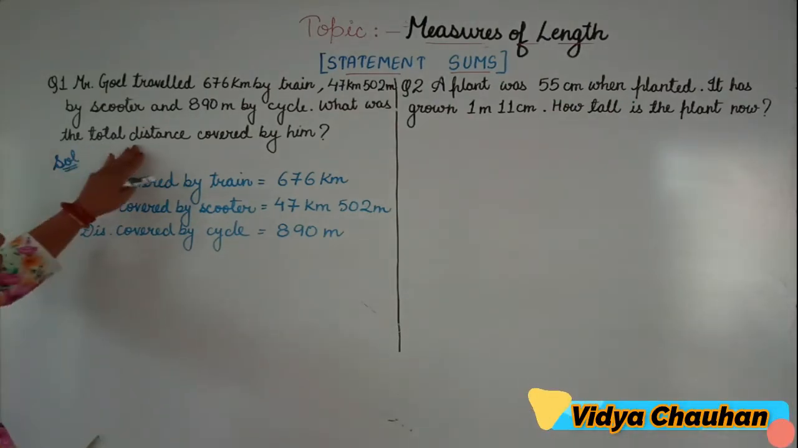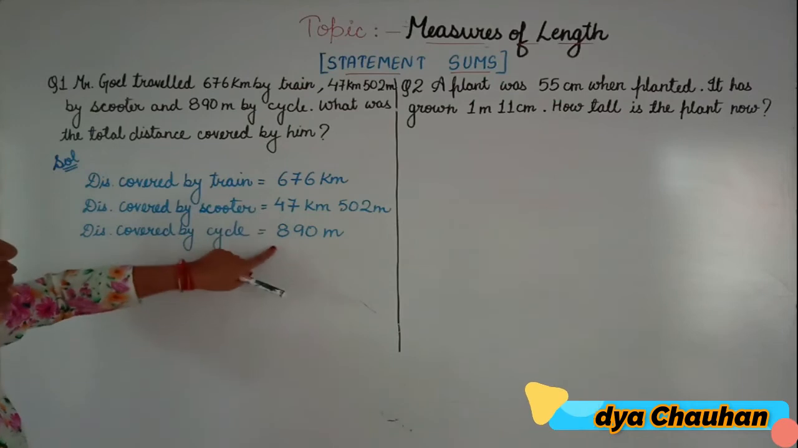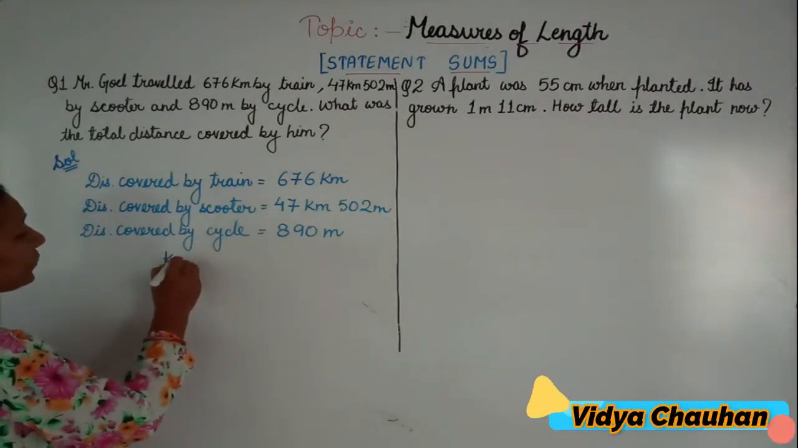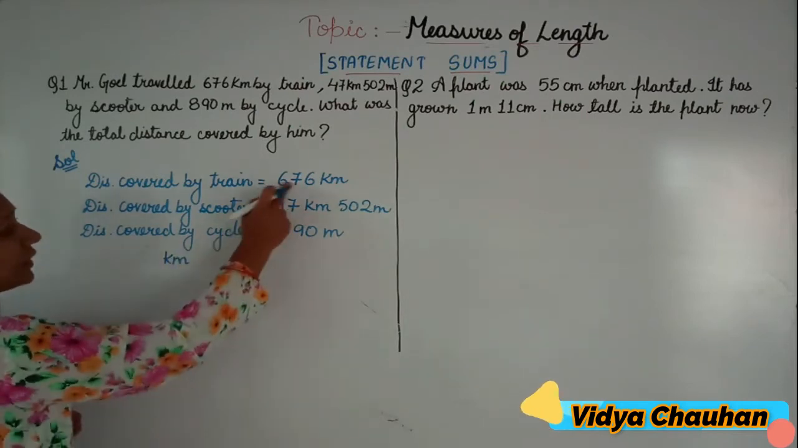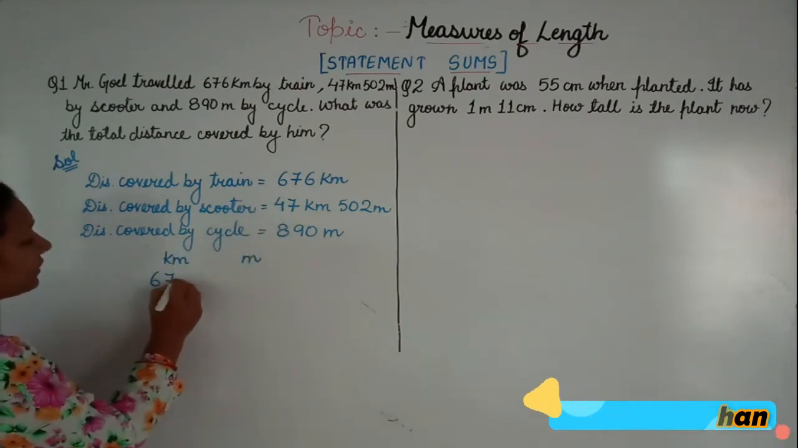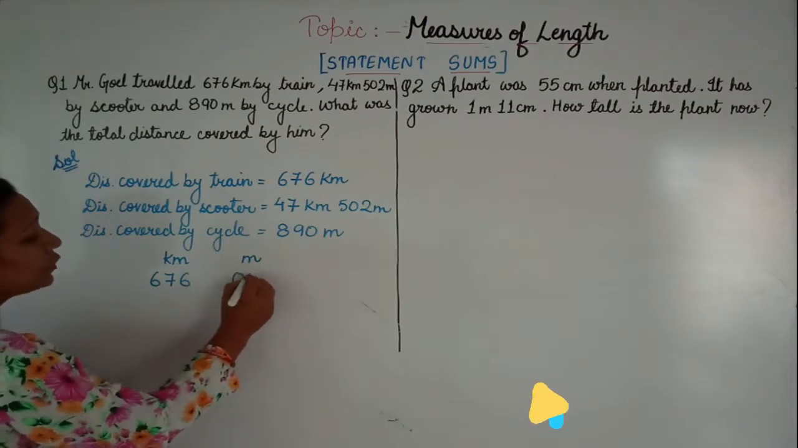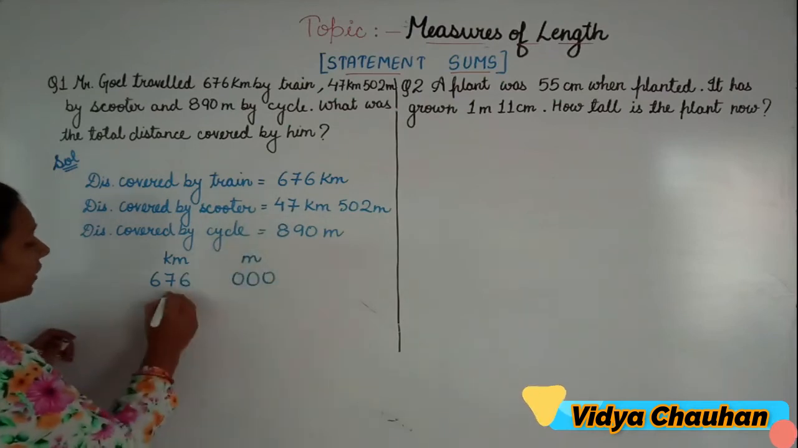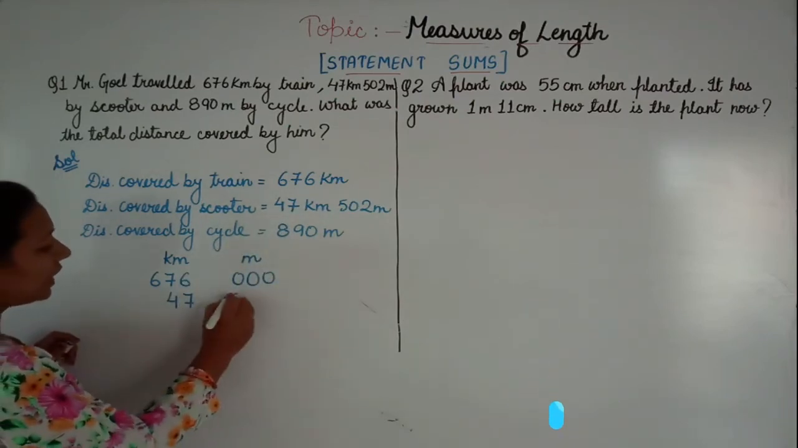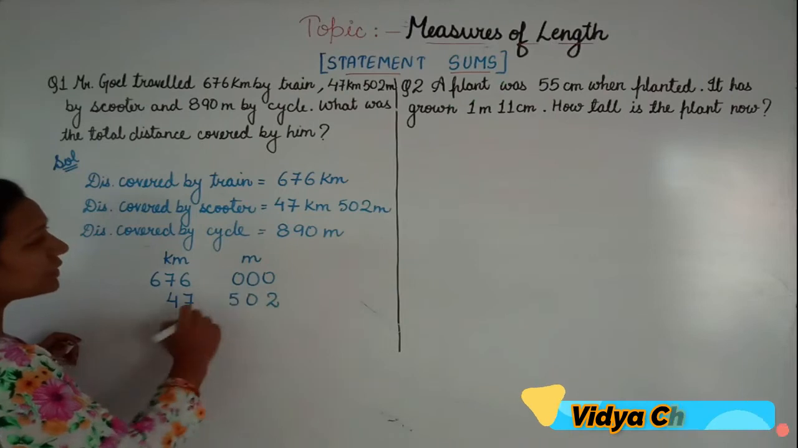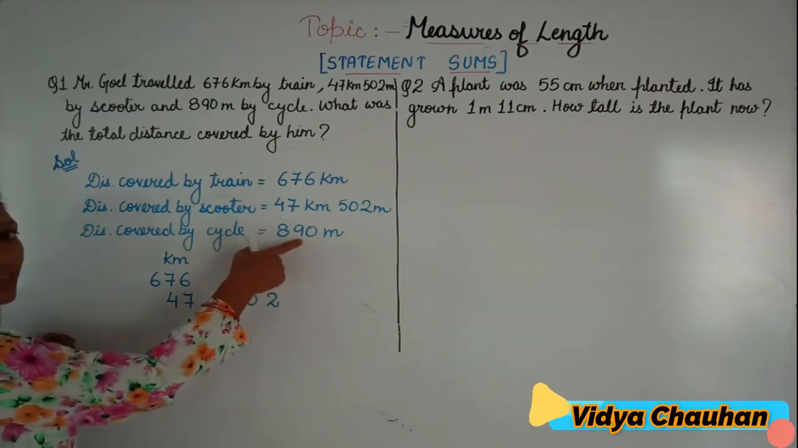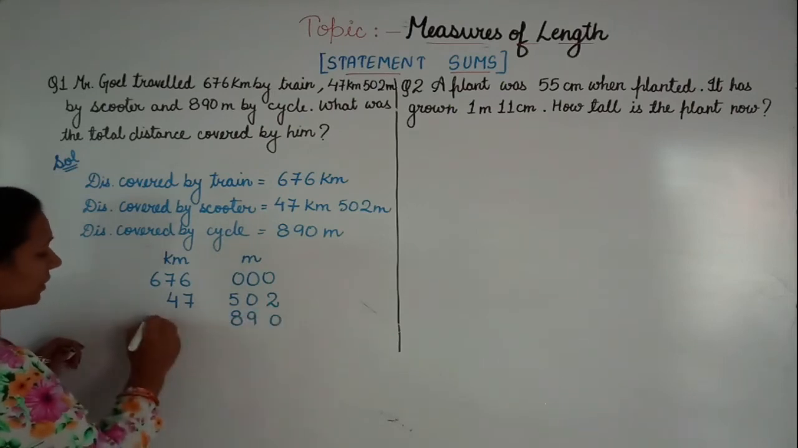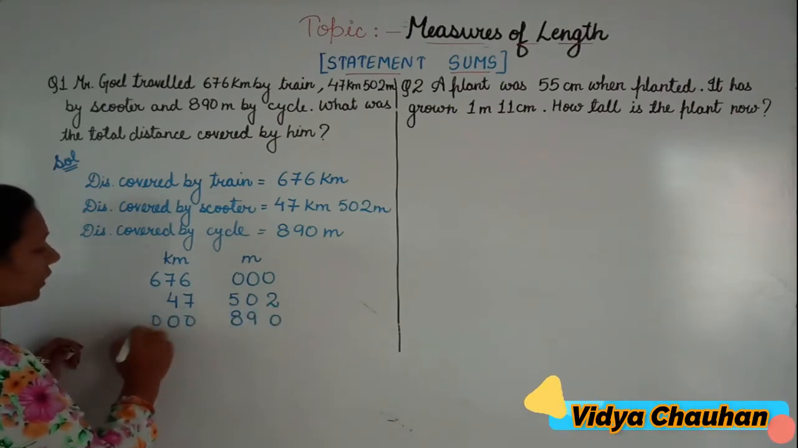So to find the total distance covered by him, what we have to do? We have to add the given values. So let us add kilometer, meter. Writing the first value, 676 kilometers. Since there is no value in meter, we will write 3 zeros. After that, 47 kilometer and 502 meters. Third value, which is distance covered by cycle, is only 890 meters. So here it is 00 kilometers.